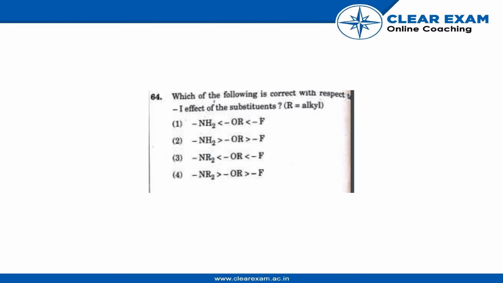So basically in this, we have to find the correct order with respect to the minus I effect. We have to find out the correct order for the minus I effect from these four options which are provided to us, with the condition provided to us, which is R is equal to alkyl.